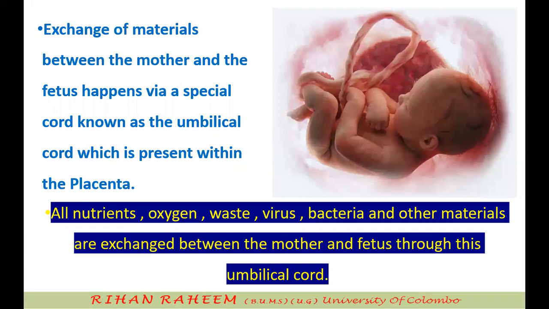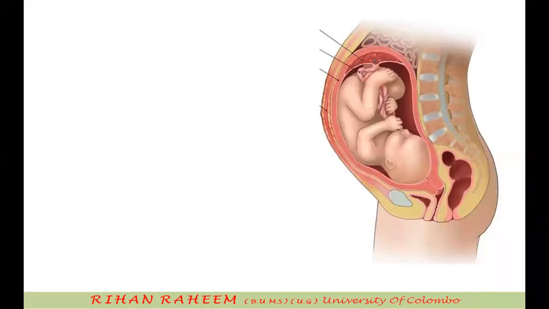All nutrients. Now this is a before that MCQ question, O-level MCQ question. All nutrients, oxygen, waste, virus, bacteria, diseases, all those can be exchanged between the mother and the fetus through the umbilical cord. But one thing won't get exchanged. Okay, it is the blood.